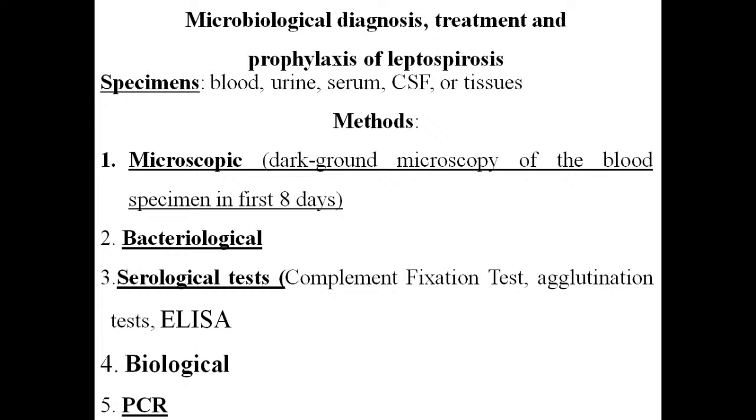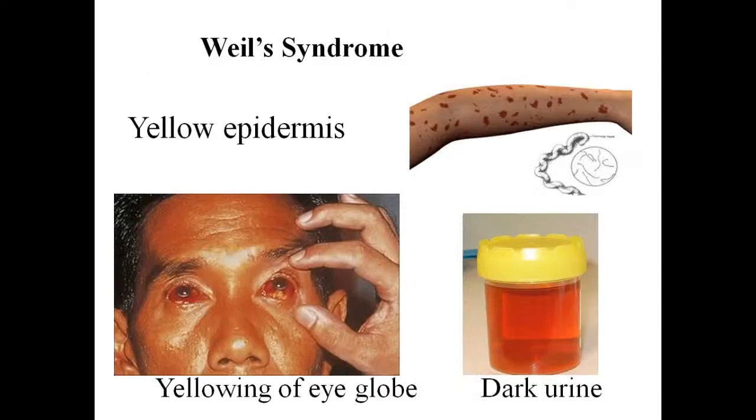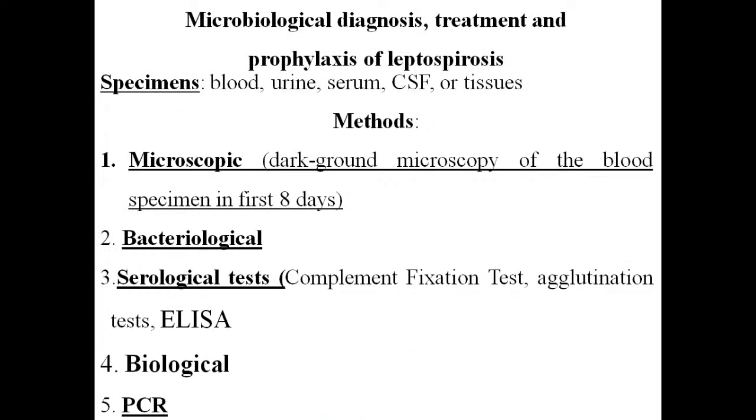Microbiological diagnosis, treatment, and prophylaxis of leptospirosis. Once more, yellowing of the eye globe, and yellow epidermis occurs because of liver destruction. Specimens include blood, urine, serum, cerebrospinal fluid or tissues. So those materials, those fluids, may contain Leptospira. Which methods are used for diagnosis? The first one is microscopic. It's dark-ground microscopy of the blood specimen in the first 8 days.